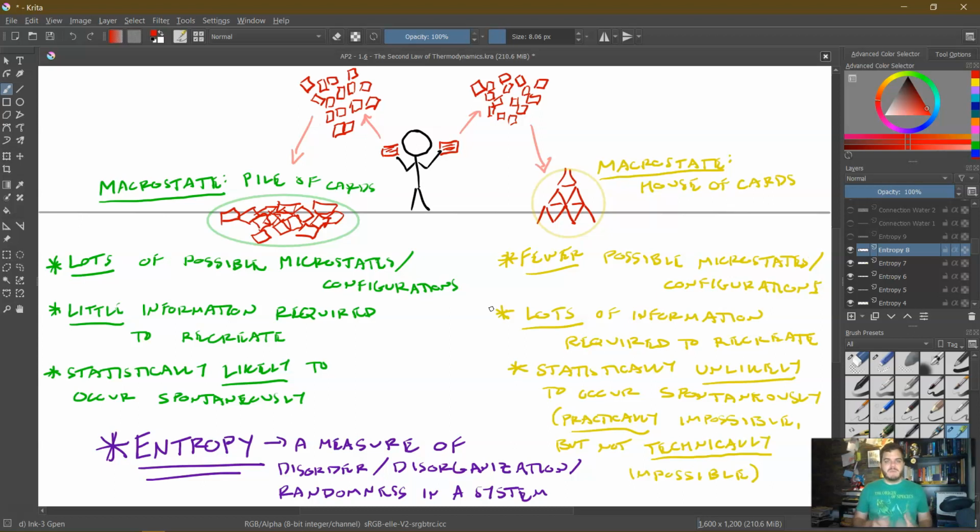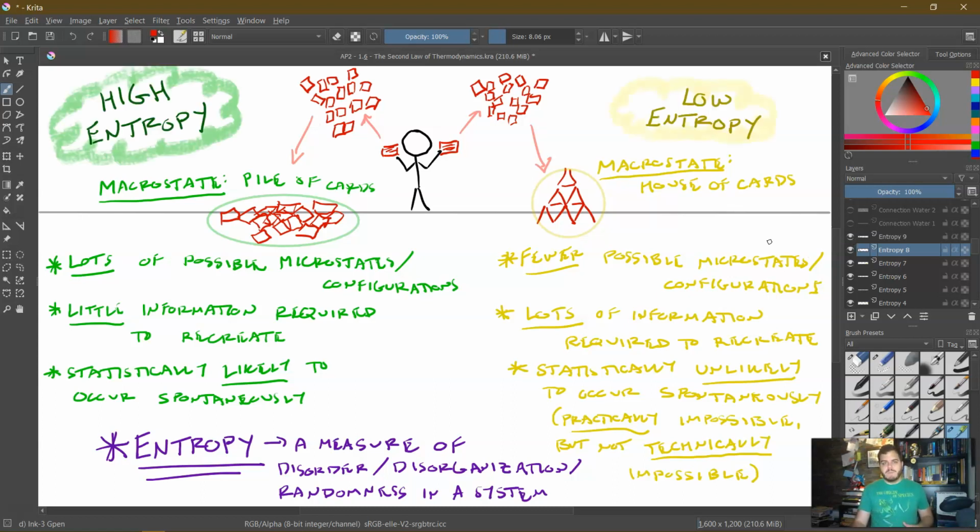And looking at these two examples, which one is going to have more entropy, which means it's going to have more disorder, disorganization, and randomness? Well, this pile of cards is pretty disorganized, and it's pretty random. Any of these cards could land any which way and be fine. And so we say this is highly disordered. Whereas if we look over here at the house of cards, it's very organized, it's not very random, and we say it is highly ordered in the sense that everything has to land in a very specific place for this to occur. So we would say that the pile of cards is a high entropy example, and the house of cards is a low entropy example.